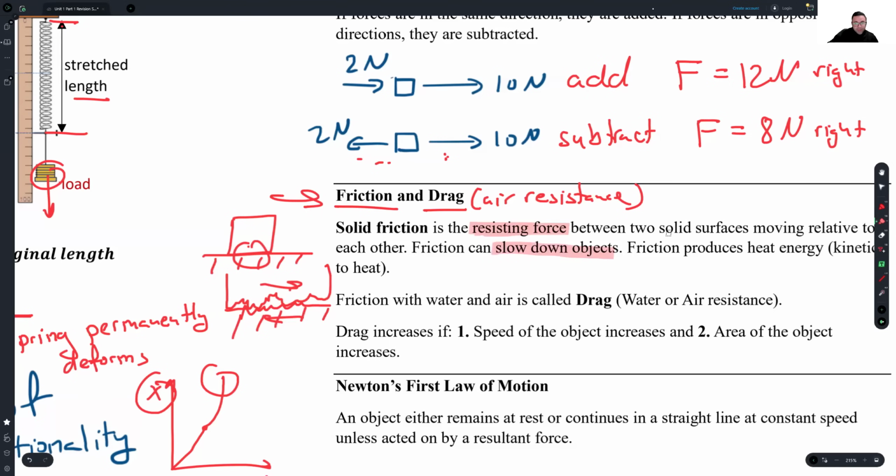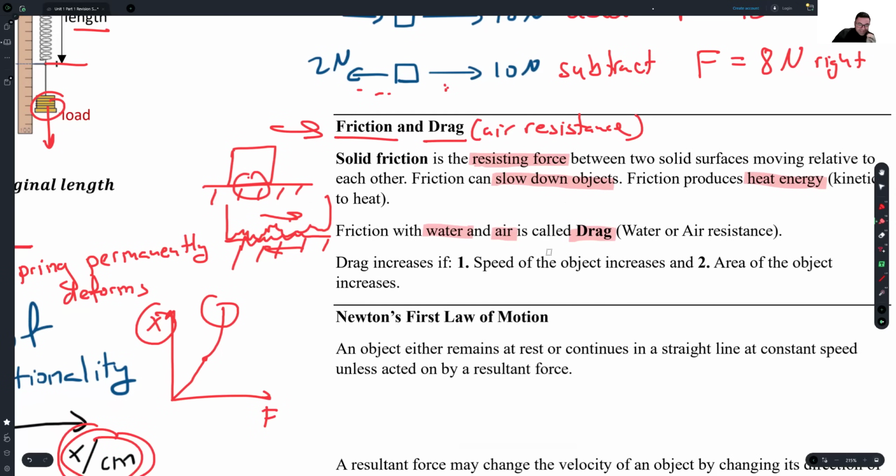It tries to slow you down, and it always produces heat. So if you rub your two hands against each other, it'll get hot because of friction. It converts the energy to heat energy. Friction with the air or with water is called drag. Sometimes the question calls it air resistance or water resistance. It's all the same thing. But drag, especially when it comes to air, is affected by two properties. Speed, which means if your speed increases, if you're moving faster, the frictional force on you increases.